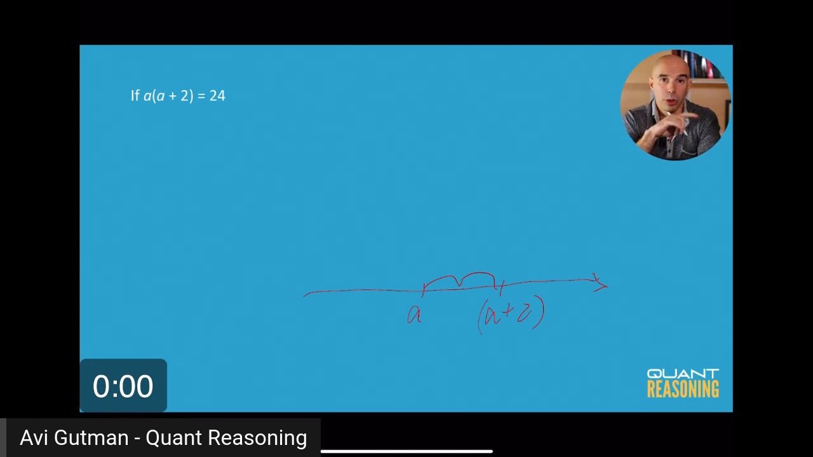Now I'm told that this product, a times a plus 2, is 24. And I also see on my number line that a and a plus 2 are 2 apart, 2 away from each other. I was not told that a is an integer, but given that this is a GMAT question, it's almost guaranteed that a is an integer. So now I'm thinking, well, what are 2 numbers on the number line that are 2 apart, 2 away from each other, whose product is 24?